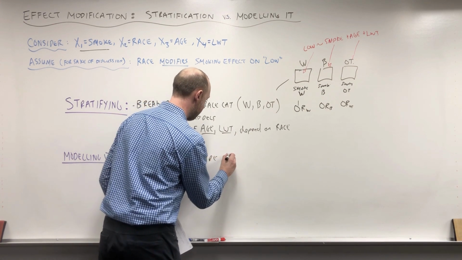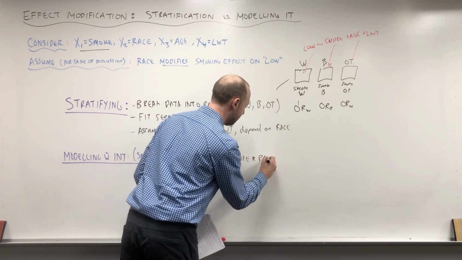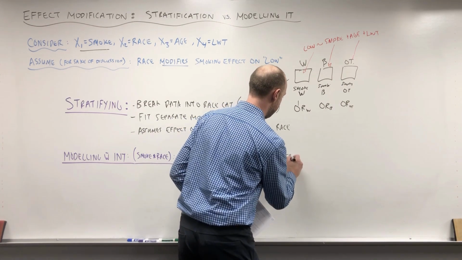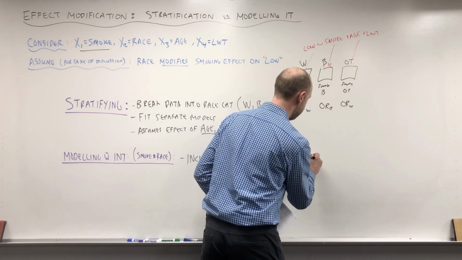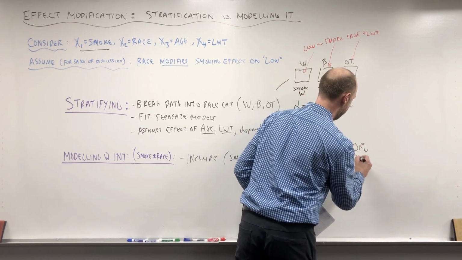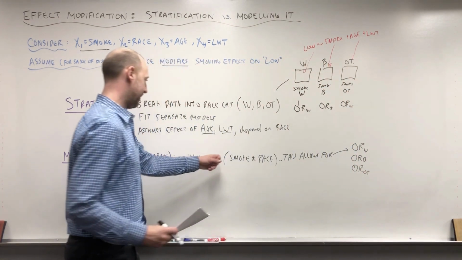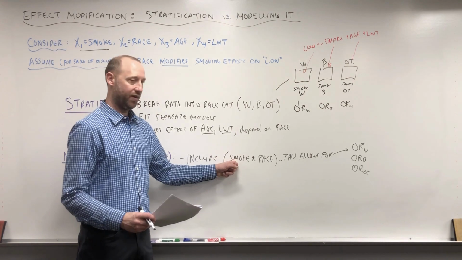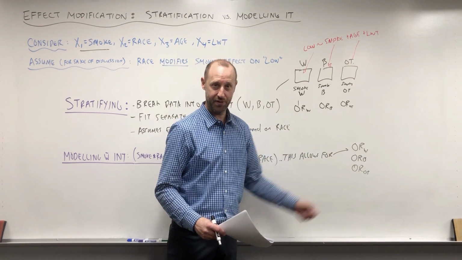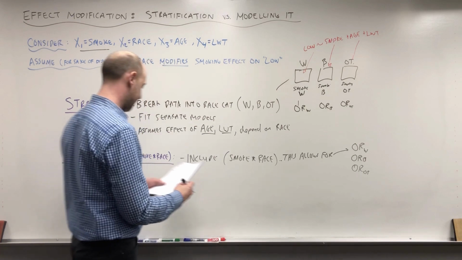include a smoking by race interaction or effect modification term. Okay. And as we've seen, this allows for estimating an odds ratio for white, odds ratio for black, odds ratio for other. Right, so this is going to, in the model, allow the smoking effect to change depending on race category. And we saw last week how we can work out each of these odds ratios. We can get the effect of smoking dependent on race category.